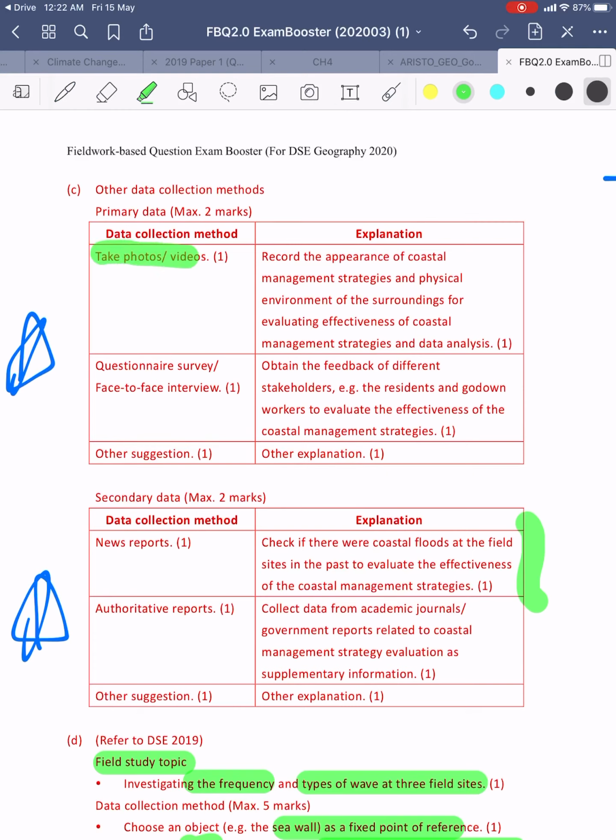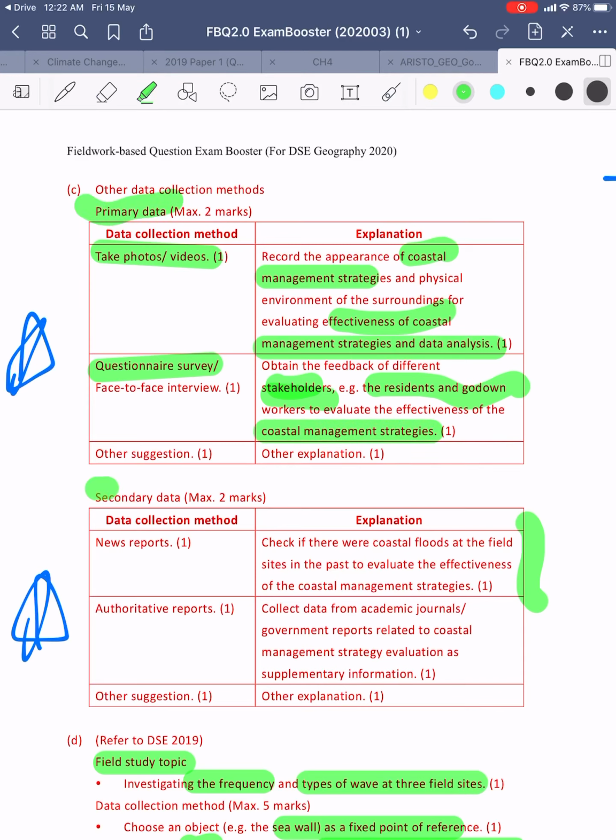Okay, how to deal with the taking of photo and videos. We can check out the coastal strategies and also the type of wave. Okay, evaluate the effectiveness of the coastal strategies and data analysis. How to deal with questionnaire survey. We can ask the different stakeholders. Okay, stakeholders is important. For example, when you go to Hanfashun, you can ask the resident right there. Okay, to evaluate the breakwater is working a lot. So this is primary data.